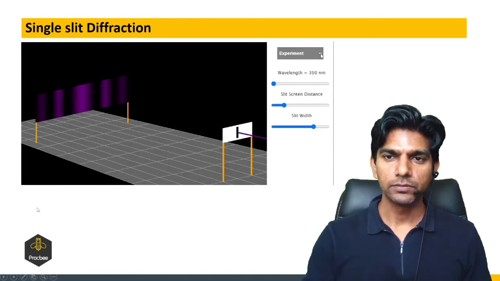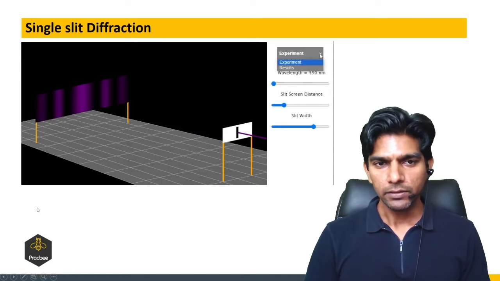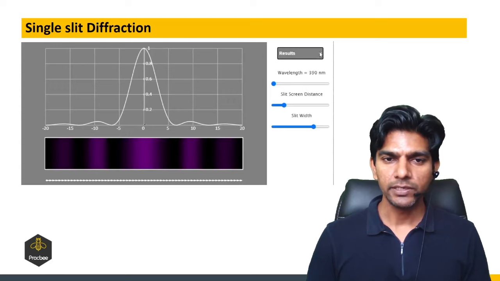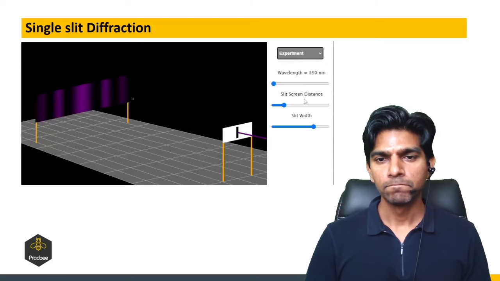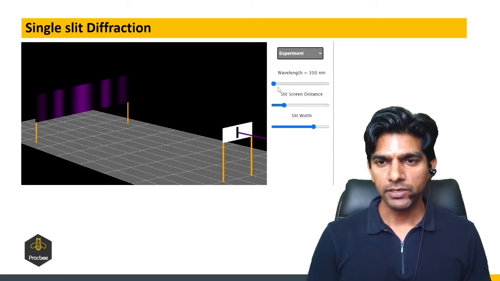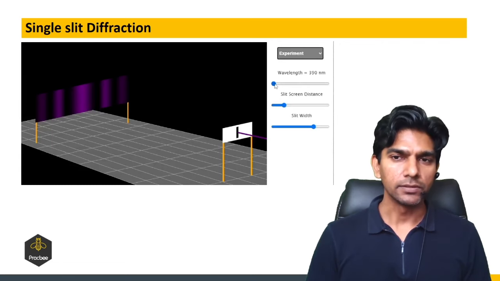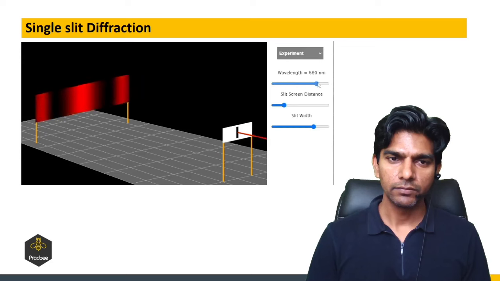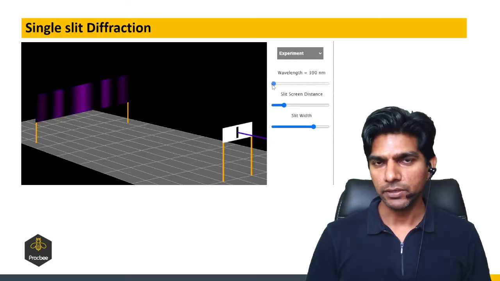So let us see the animation. So this is the pattern. If we show the intensity, the intensity will look like this. At the central maxima, we have the maximum intensity, right? Now let's see what happens if we change the wavelength. If the wavelength is increased, the gap is increased, right? If we decrease the wavelength, the gap decreases.